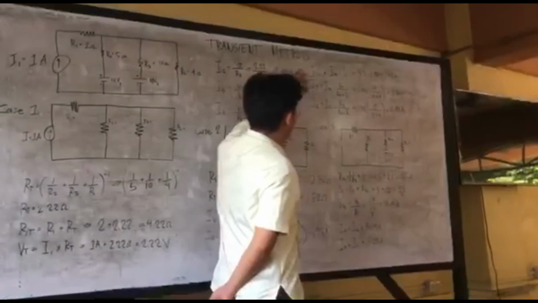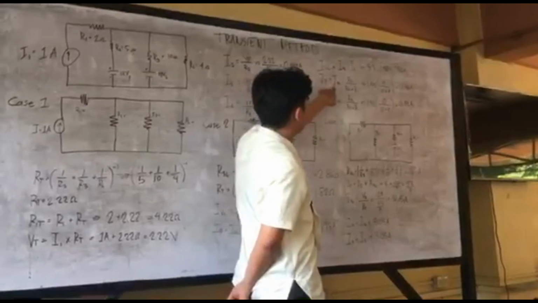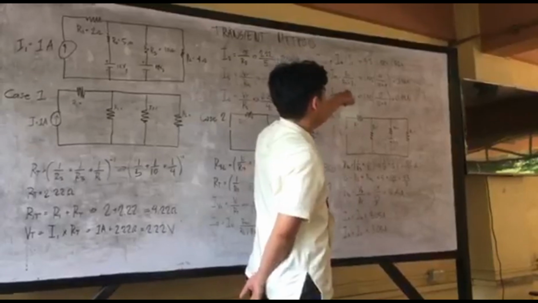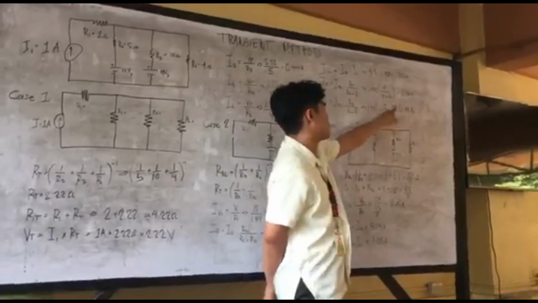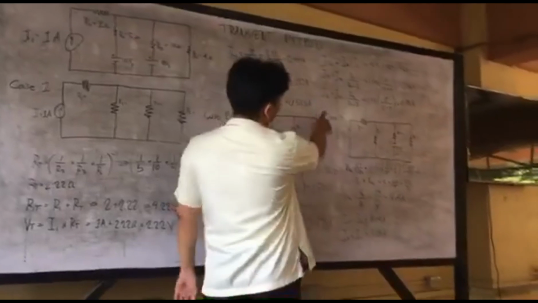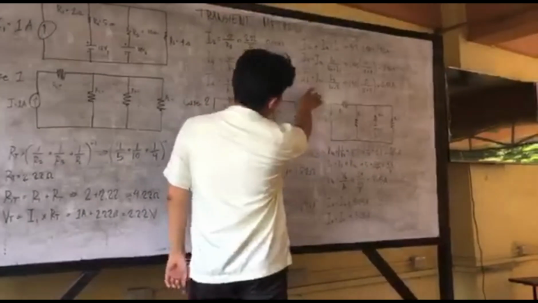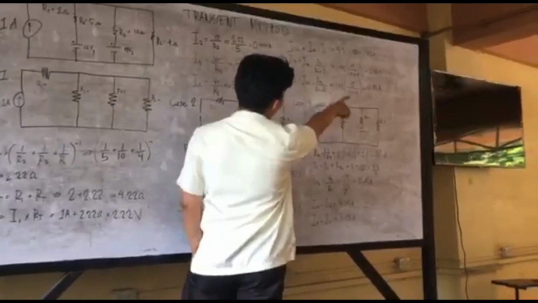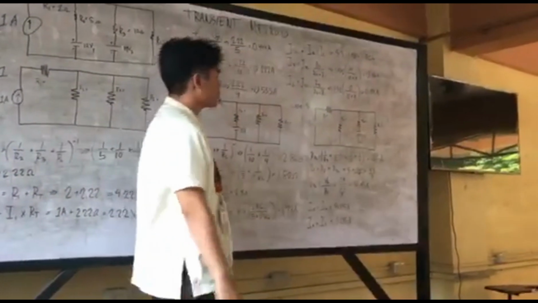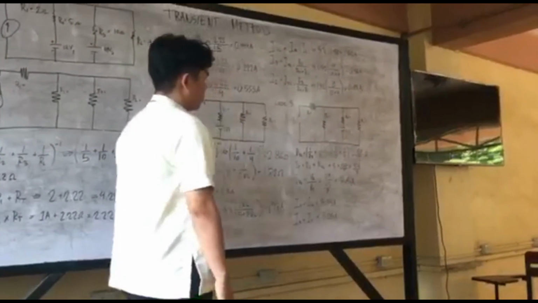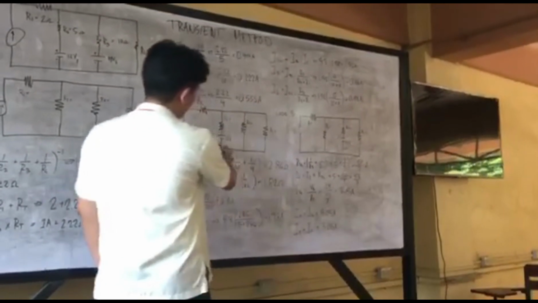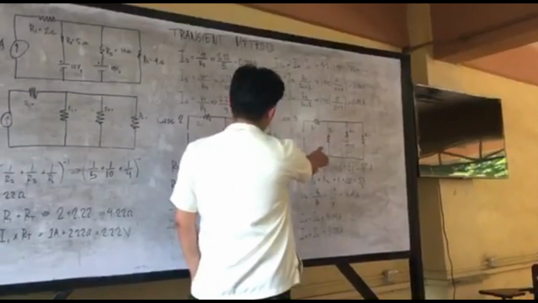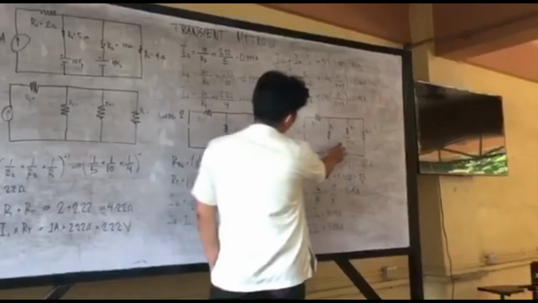For I3, the formula is I3L multiplied by RL over R3 plus RL. Substitute, the answer will be 0.38. And lastly, for the IL for case 2, I3L multiplied by R3 over R3 plus RL, the answer will be 0.94 amps. So for the case 3, since we have already used the P sub 1, same, the diagram will be the same. The difference is that we're going to use the P sub 2.